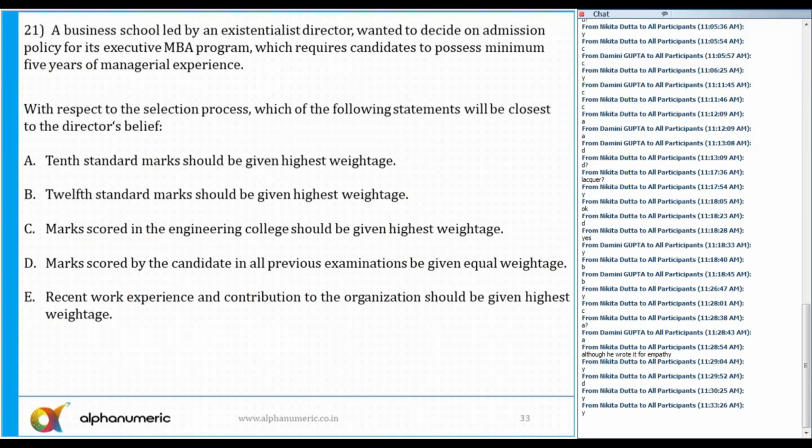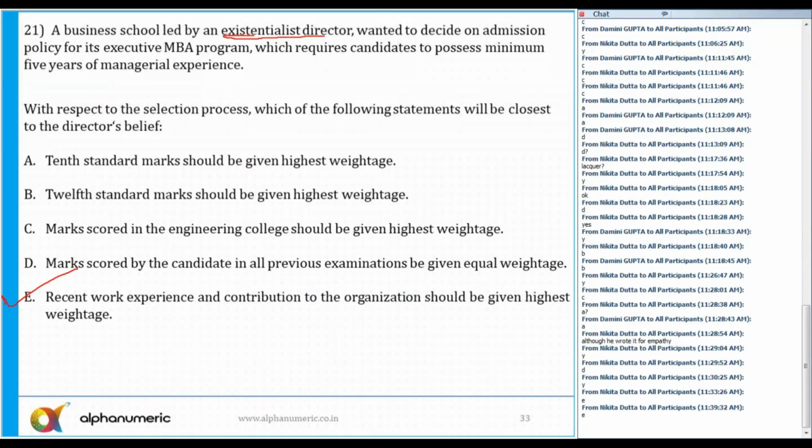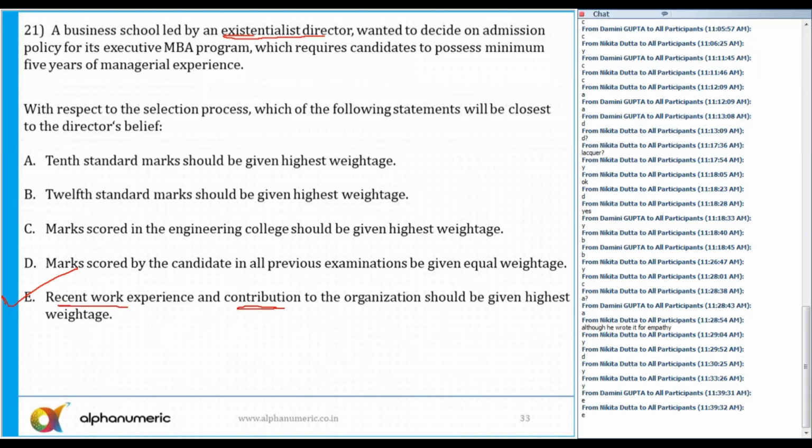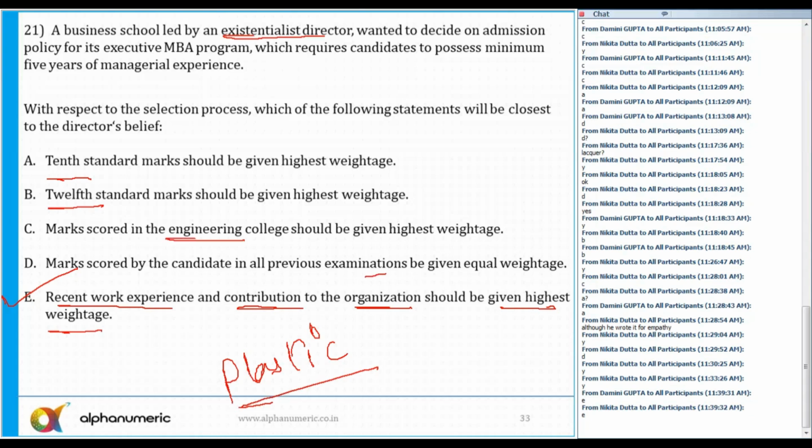Because the director is an existentialist director, I think E is the answer. He will focus more on the recent work experience and contribution to the organization. He believes it should be given the highest weightage. Why? Because he believes that human beings are plastic. Plastic means they keep changing. So whatever happened in 10th and 12th, or way back in your engineering college, that happened earlier. Because things have changed a lot, it's better to focus on the recent work that you have done. That is why for question number 21, the answer is E. Okay.